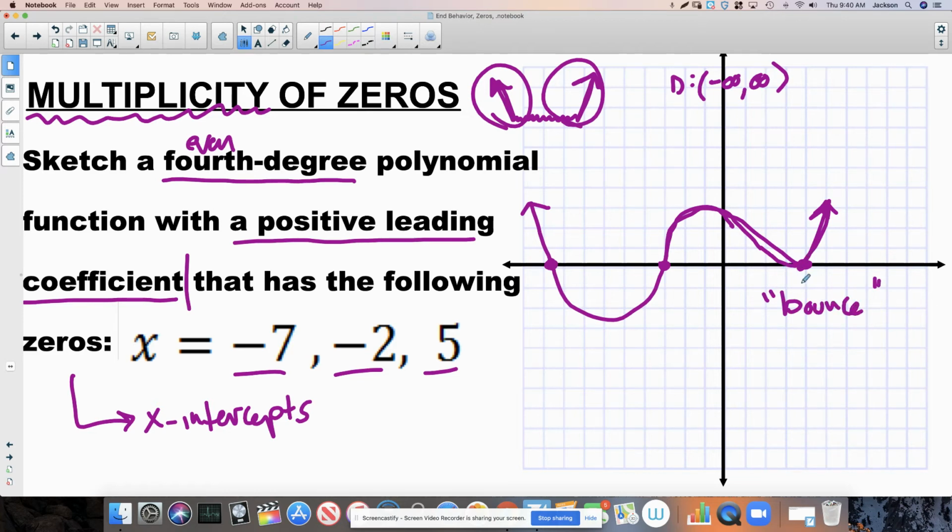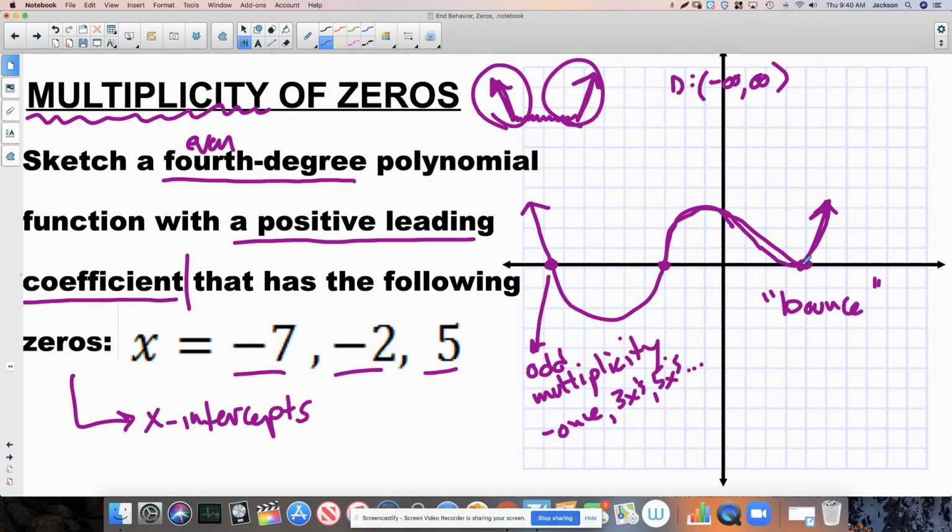And when a graph bounces at an intercept, it's still an intercept. Notice we didn't say it has to, quote unquote, cross the x-axis. It just has to intercept it. So what that means is it has to touch it. It can cross or it can bounce. Now when it crosses, we say that this zero has an odd multiplicity. That means it could be a zero once, it could be a zero 3 times, it could be a zero 5 times.